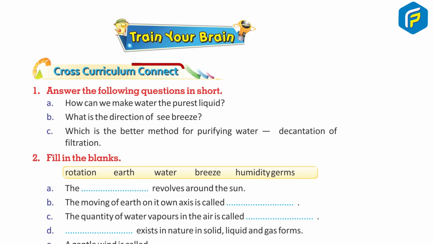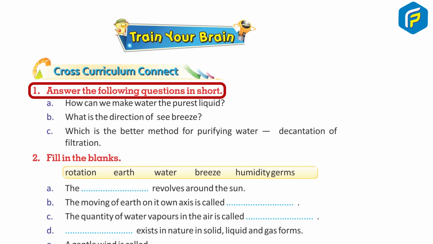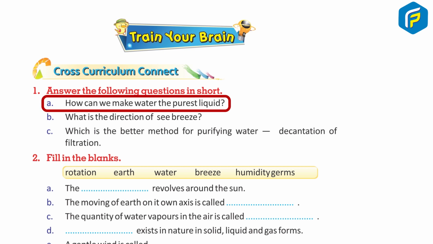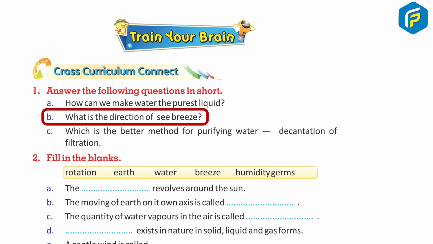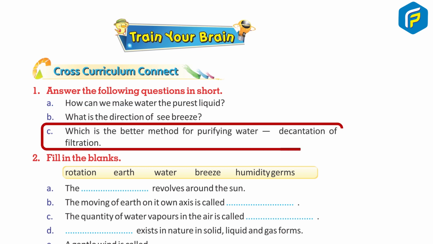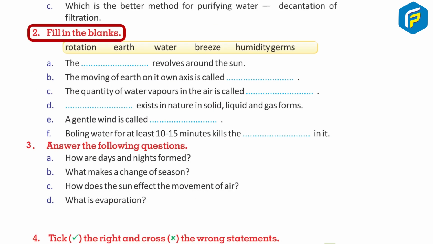Train your brain. Cross curriculum connect. 1. Answer the following questions in short. A. How can we make water the purest liquid? B. What is the direction of sea breeze? C. Which is the better method for purifying water? Decantation or filtration? 2. Fill in the blanks.